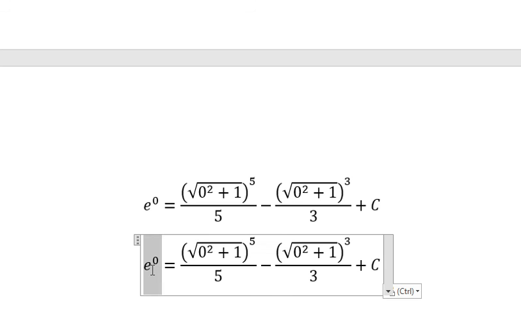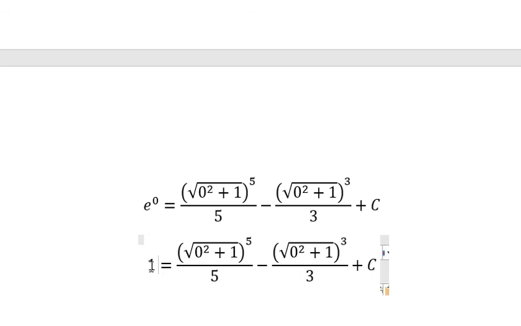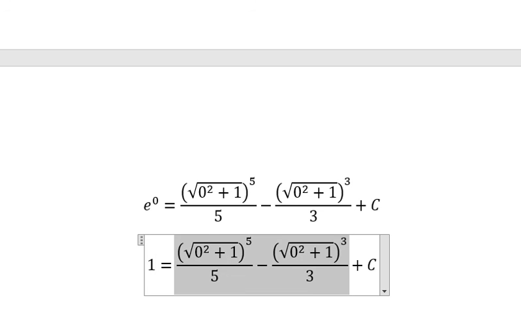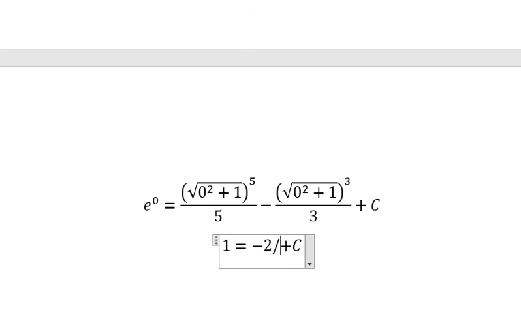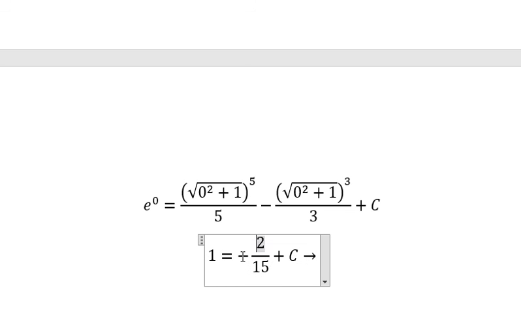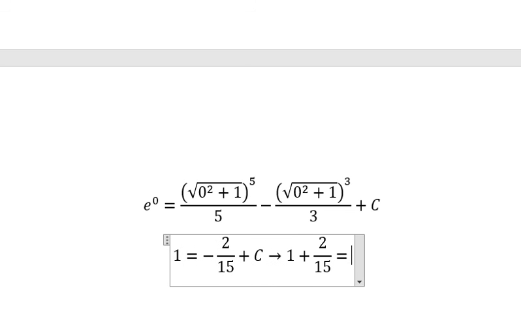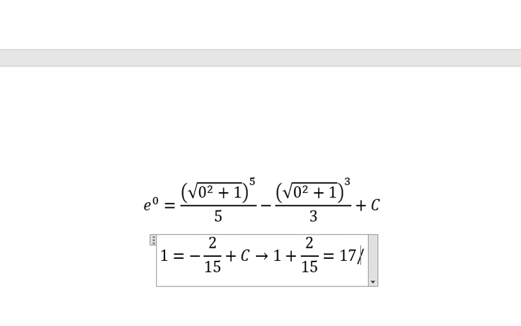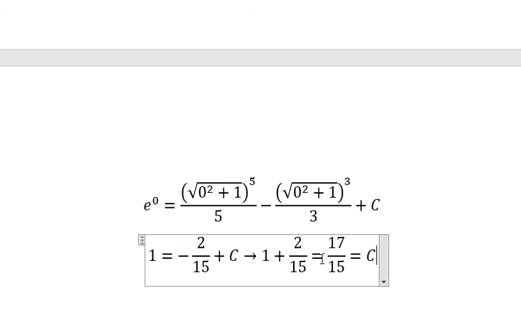So this one we have number 1. This one we have negative number 2 over 15. And now we put this one go to the left. So we calculate this one and we have 17 over 15. And we put this one go in here.